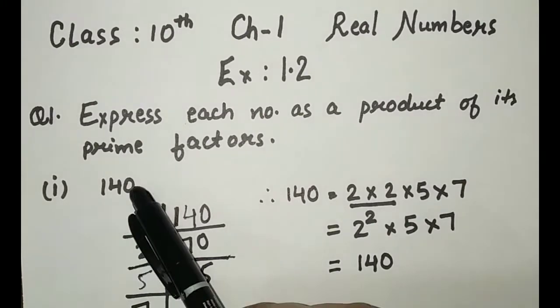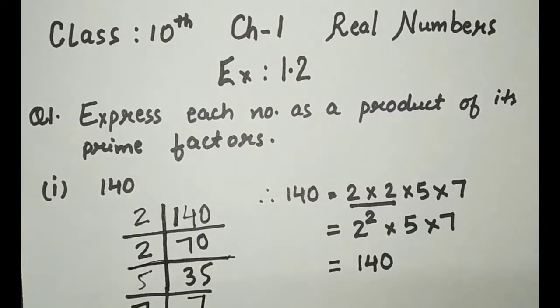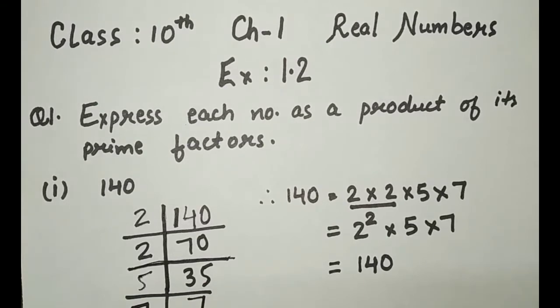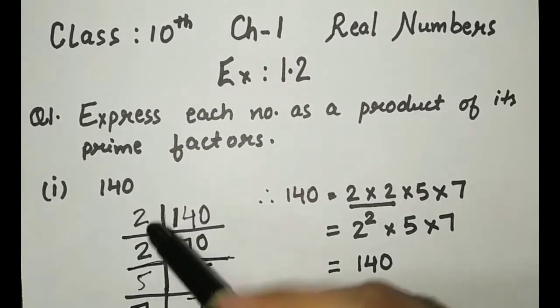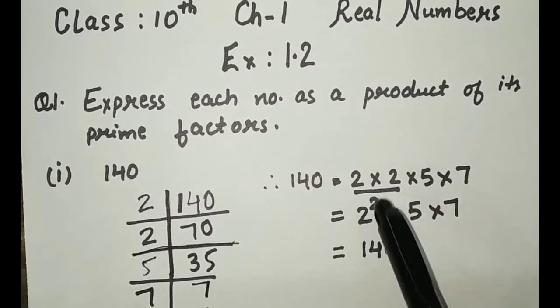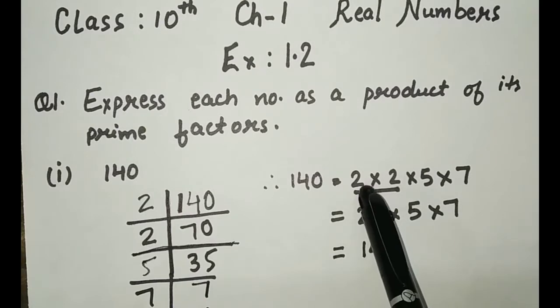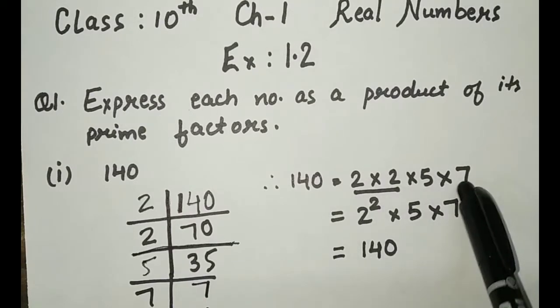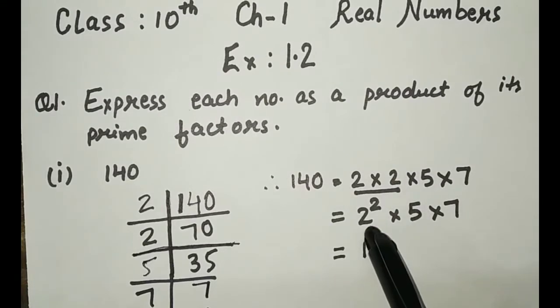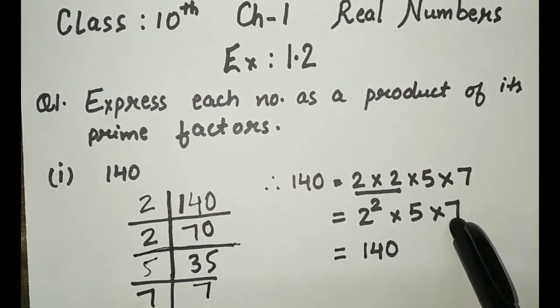So the first number is 140. We will find out prime factors starting with table 2. 2 7s are 14, 2 zeros are 0, 2 3s are 6, 2 5s are 10, 5 7s are 35, 7 1s are 7. These are the prime factors of 140. We will write down 2 into 2 into 5 into 7. We can write these 2's as 2 square, multiply by 5, multiply by 7.